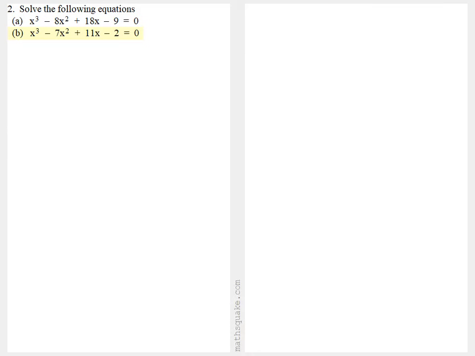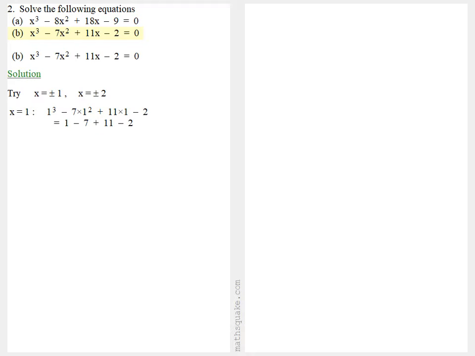In 2 part B, we have x cubed minus 7x squared plus 11x minus 2 equals 0. Now that ends in minus 2, so it's worth trying x equals plus or minus 1 or x equals plus or minus 2. If we try x equals 1, we get 1 cubed minus 7 times 1 squared plus 11 times 1 minus 2, which is 1 minus 7 plus 11 minus 2, which is 3.